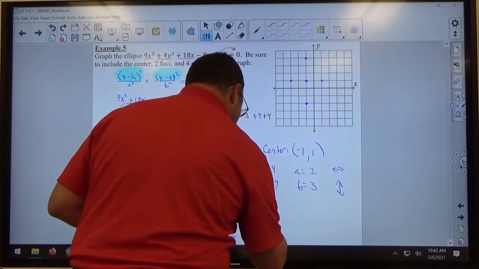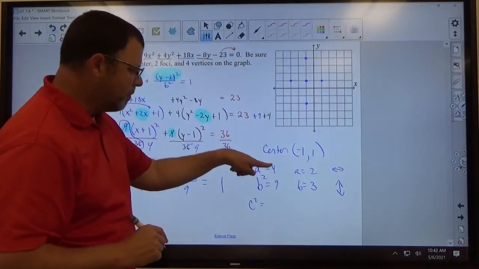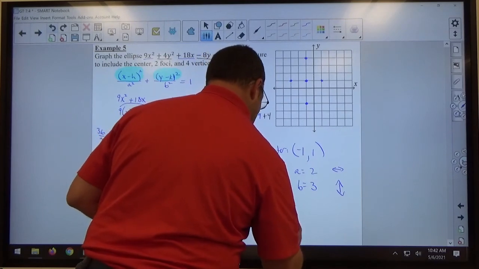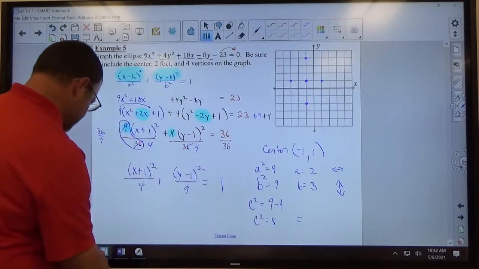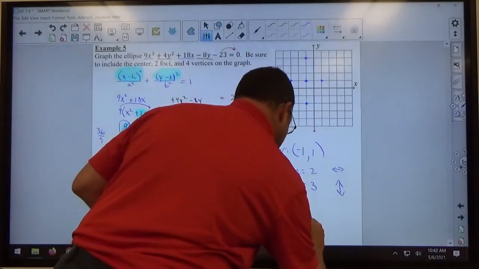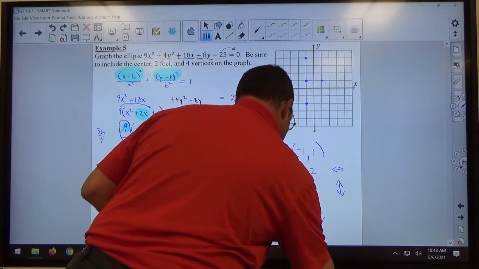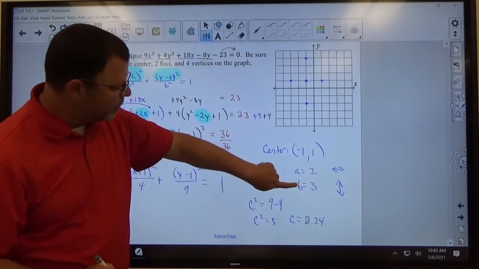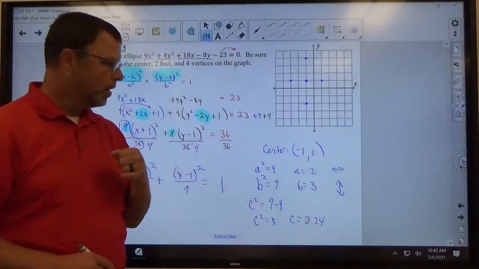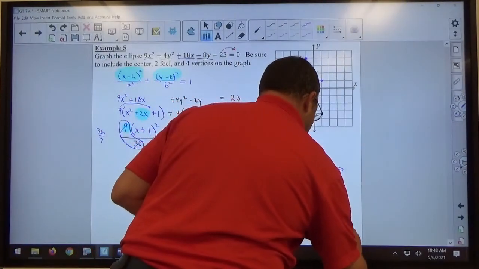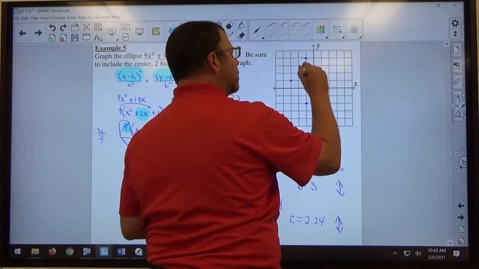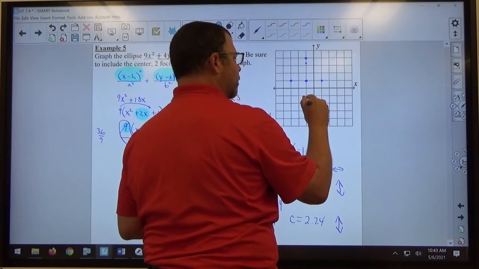And I know in this case c squared is going to equal the big minus the small, so 9 minus 4. C squared is equal to 5, so c is equal to the square root of 5. 2.24, isn't it? Yeah. 2.24. And since up and down is bigger than left and right, right? Up and down is bigger. My major axis is vertical. So I'm going to go up and down 2.24 to get foci. So 1, 2.24 here for a focus. 1, 2.24 here for a focus.